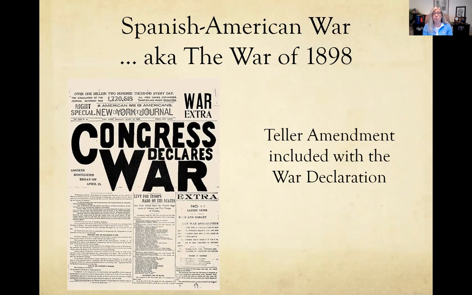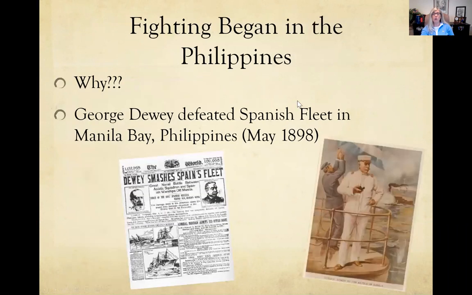Often the Spanish-American War in modern times is referred to as the War of 1898. It's the same conflict. This is just an updated name because it's more than just Spain and the United States involved in the war. Cuba is also in the war, and so are the Philippines, because that's another colony that Spain had at the time. All right, so fighting actually starts in the Philippines and not in Cuba.